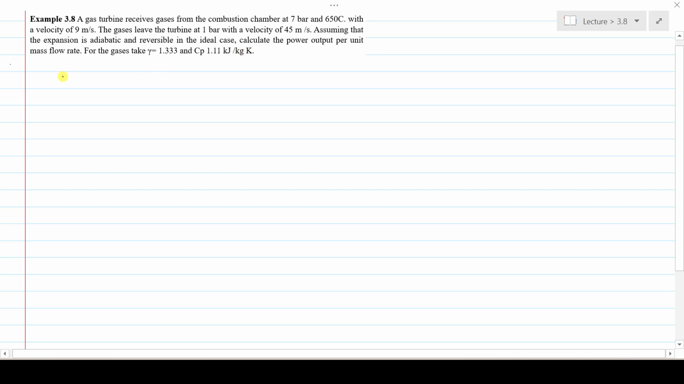If there is a gas turbine, there must be some expansion taking place, and it is already clearly mentioned in the statement. The expansion is an adiabatic process. We already know that the pressure at the inlet will be high as compared to the pressure at the outlet. So the inlet pressure is P1, that is 7 bar. Also the inlet temperature will be higher than the outlet, and T1 is 650 centigrade, converted to Kelvin. The inlet velocity C1 is 9 meter per second. The outlet pressure P2 is 1 bar.